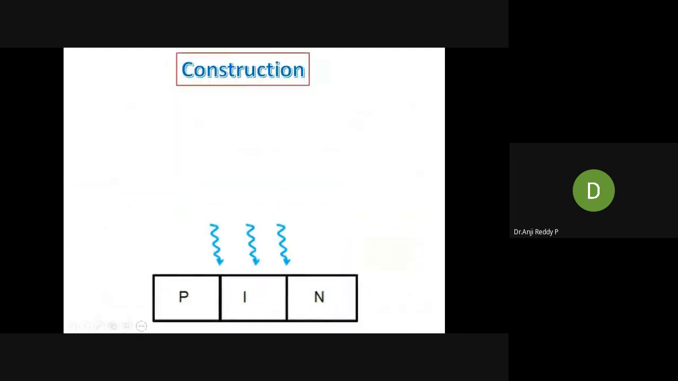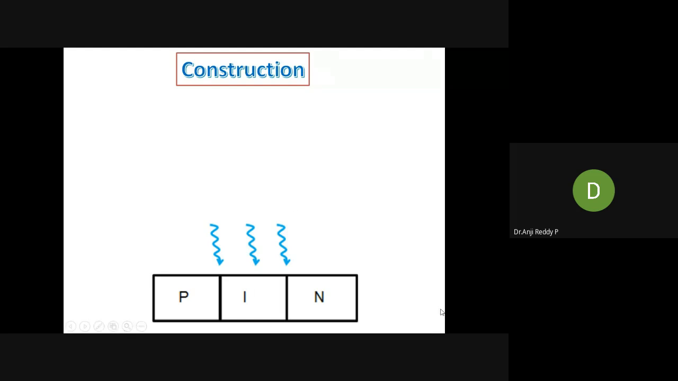Yes, this is the diagram. Just observe here. This is the p-type region, and this is the n-type region. In between, we have the intrinsic semiconductor. This complete intrinsic semiconductor will act as a depletion region, a depletion layer. If we connect this pin diode in forward bias, what will happen? The width of the depletion layer is very high, so it is very difficult for the current to flow.